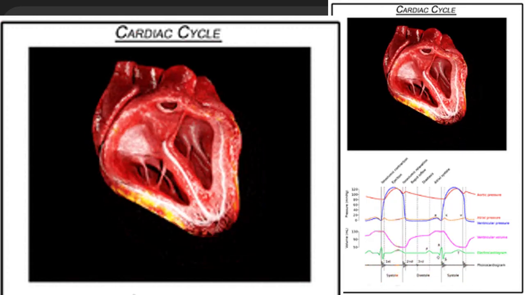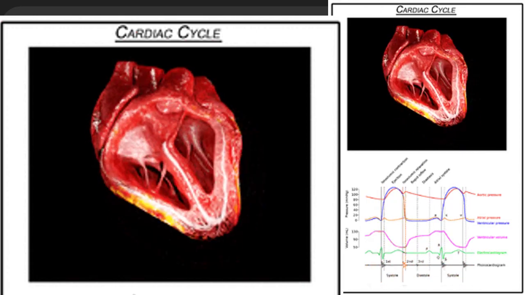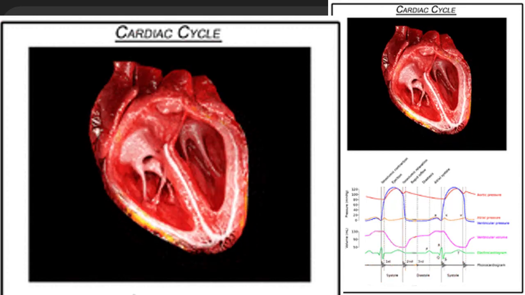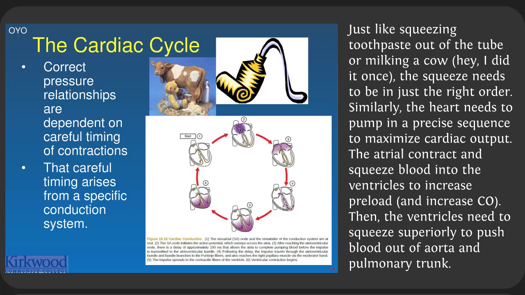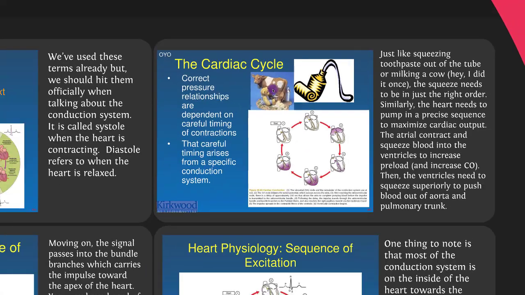Then the ventricles need to squeeze superiorly, from the bottom to the top, to push blood out of the aorta and pulmonary trunk. So we can see it in this figure that we need to activate the atria from the top down. We then need to sneak down the middle of the heart, called the septum, and go up the sides of the heart, so we push blood up from the bottom of the heart to the top to push it out of the great vessels.